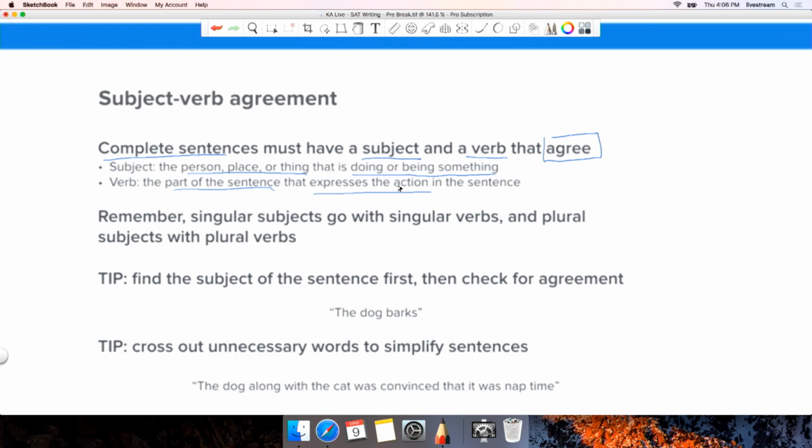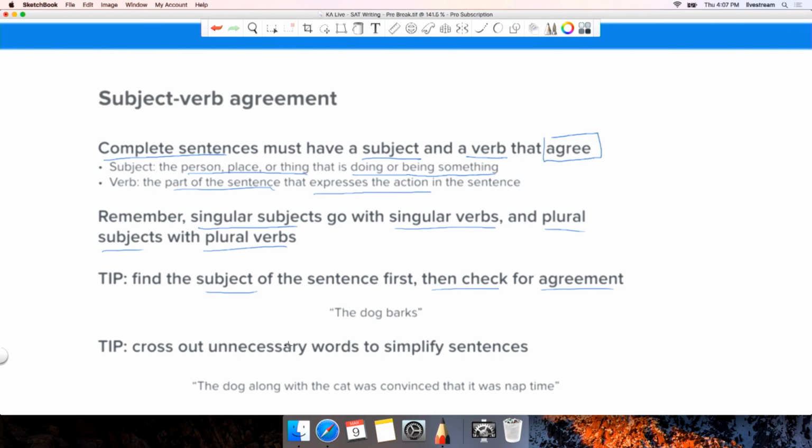Now, when I say agreement, what do I mean? Well, I mean that singular subjects have to go with singular verbs and plural subjects with plural verbs. And we'll get to do some practice on this in just a minute. But for now, there are two quick tips I want to share with you. So when I approach subject-verb agreement questions, I find it really helpful to find the subject of the sentence first, then check for agreement.